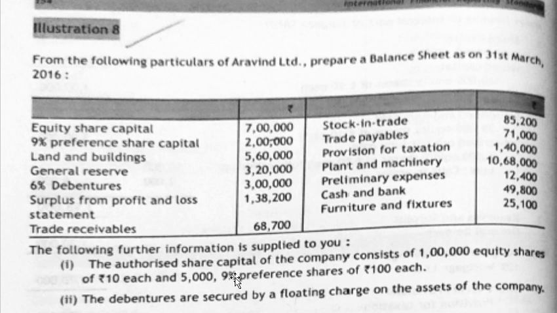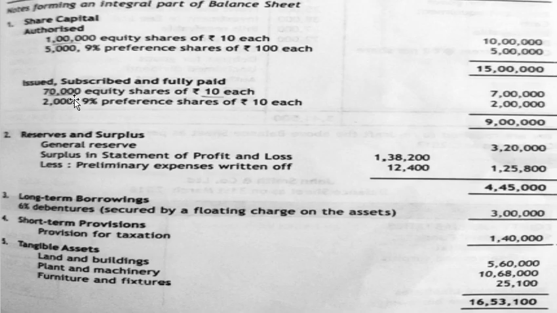Here authorized is 1 lakh shares, so at rupees 10 each it will give you 10 lakh, but the actual equity subscription shown in the balance sheet is 7 lakh. If the per share value is rupees 10, then the cost is 7 lakh divided by 10, which will give you 70,000. So 70,000 equity shares of rupees 10 each will be recorded in the working note, which gives you 7 lakh.